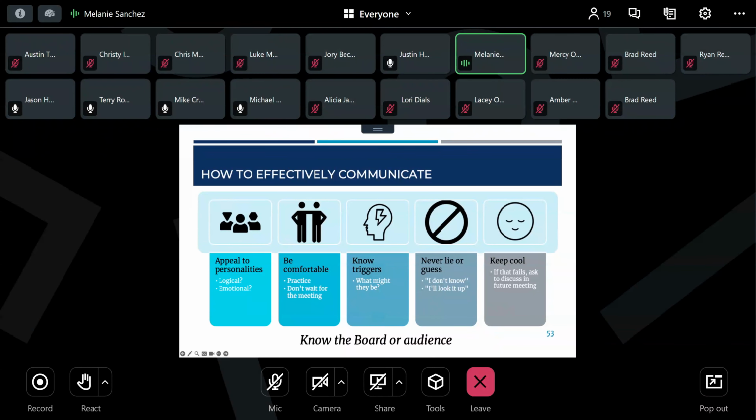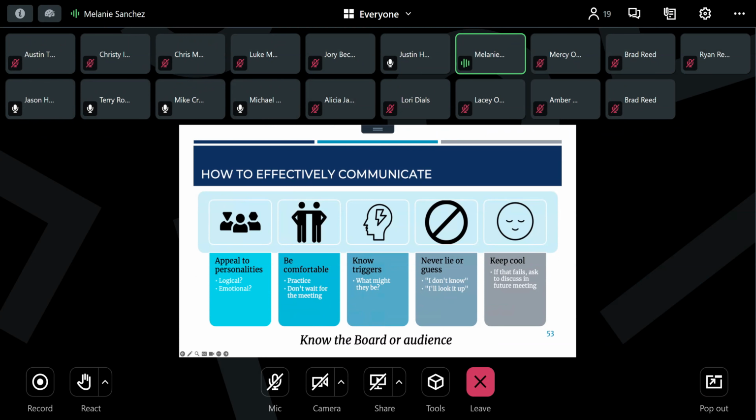Build relationships and be comfortable with your board members, right? So when you're at a formal meeting and preparing to share with the board, don't just wait for the meeting to start to interact with people in the room, and make sure that you practice what you're going to say before you get there. Don't limit your interaction with board members to formal meetings either, right?